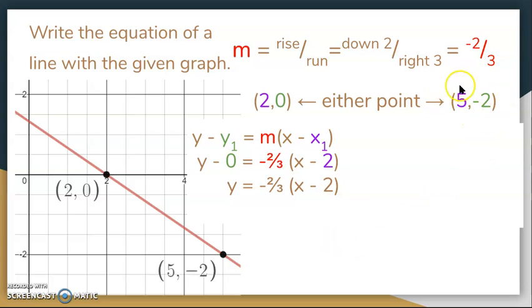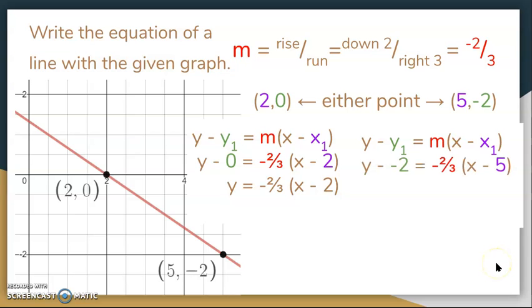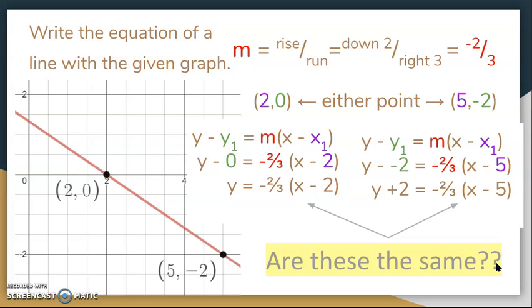Let's try the same thing with the point (5, -2). So I recognize that 5 represents the x, -2 represents the y. And of course, y minus -2 in the front turns into +2. So I have y plus 2 equals -2/3 (x minus 5). Well, that looks kind of strange. Are these the same equation? Think about that for a moment.